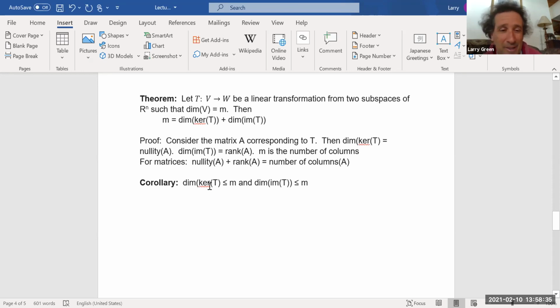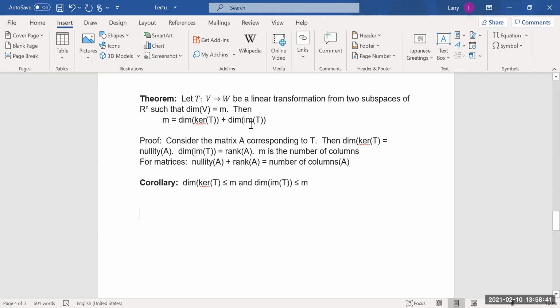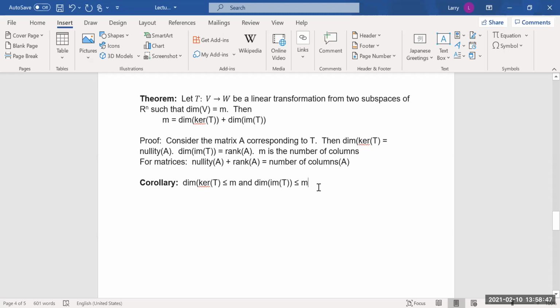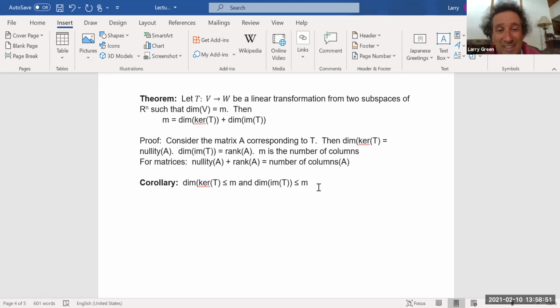Well, what if the kernel was bigger than M? What would that mean about the image? It should be negative. Yeah, and what does it mean for a vector space to have negative dimension? Nothing. Exactly. Okay. And same thing if the dimension of the image was not less than or equal to M, if it was bigger than M. Well, that would mean that the dimension of the kernel was negative. You can't have a negative dimension. It doesn't even make any sense.